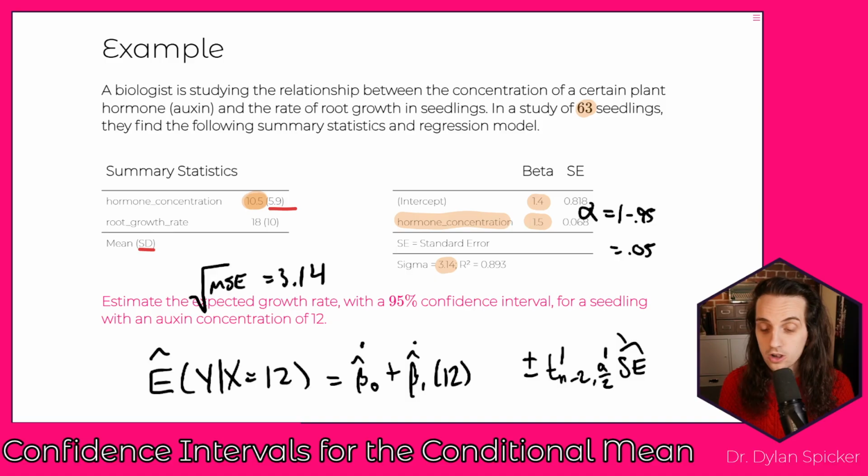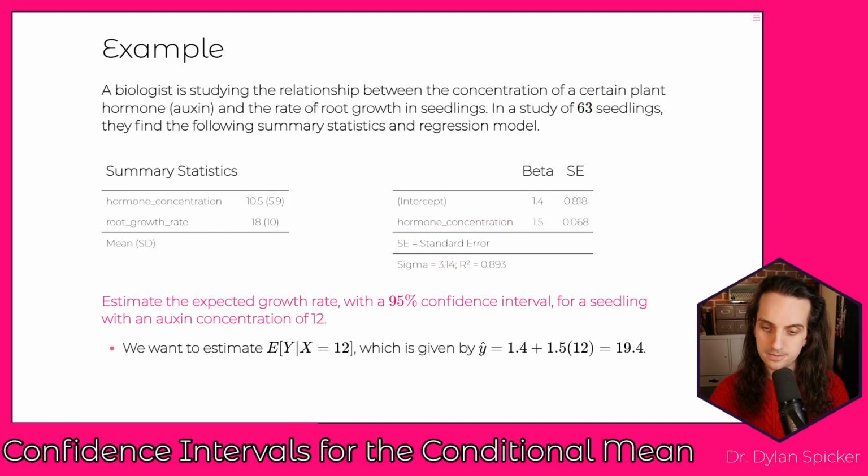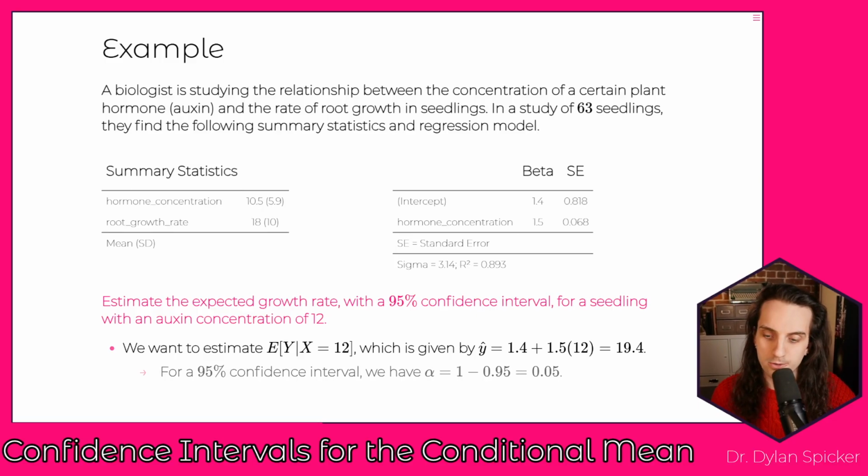Okay, so then we take all of that information together, and we're going to be able to work out our point estimate and our confidence interval here. We can walk through this process and actually solve this with our numbers. We want to estimate the expected value of y given x equals 12. So we get 1.4 plus 1.5 times 12, which gives us 19.4.